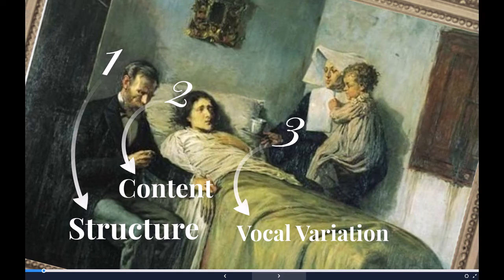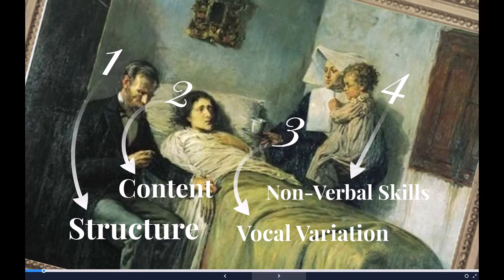Number 3, we're going to look at vocal variation. If you use pausing and you use stress in dynamic ways, in exciting ways, you will have an energetic presentation. Number 4, we're going to look at nonverbal skills. Nonverbal skills can make your presentation very smooth, very energetic, and very dynamic.